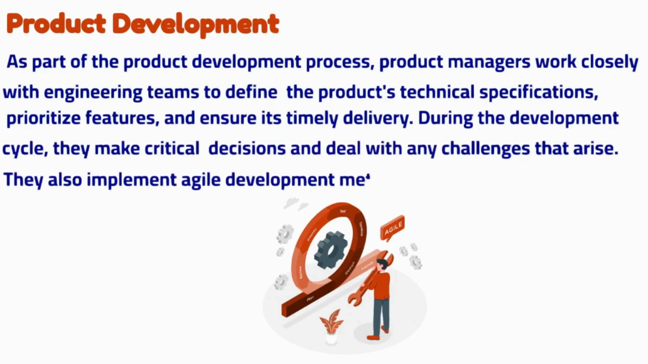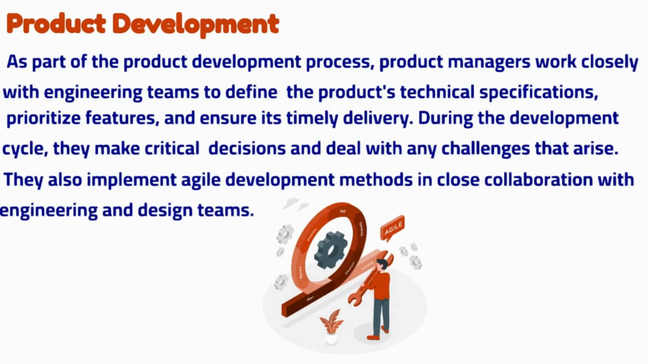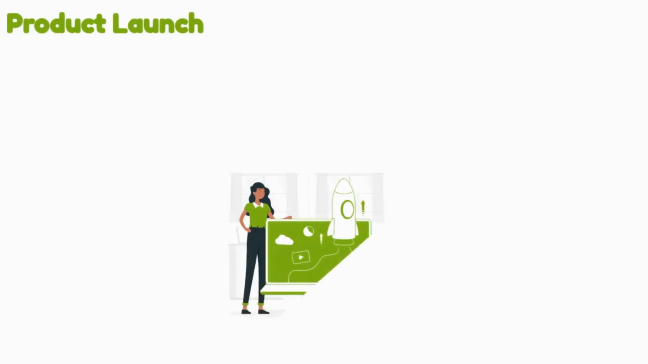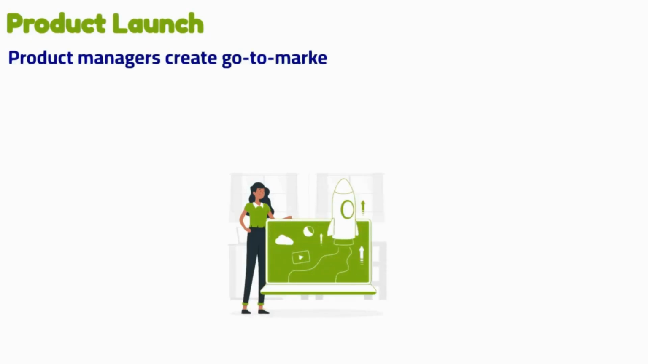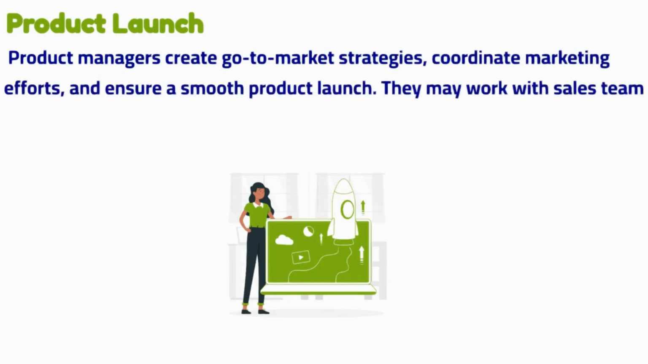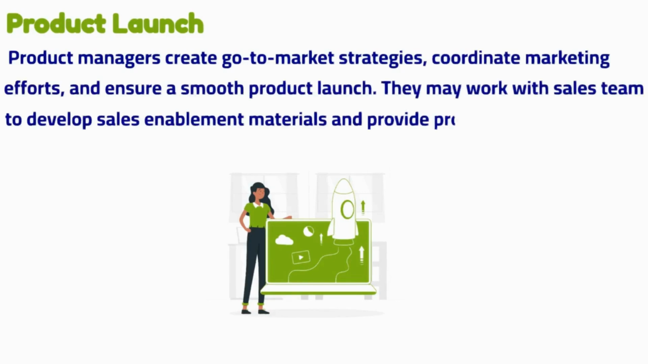During the development cycle, they make critical decisions and deal with any challenges that arise. They also implement agile development methods in close collaboration with engineering and design teams. Product launch. Product managers create go-to-market strategies, coordinate market efforts, and ensure a smooth product launch. They work with sales teams to develop sales and enablement materials and provide product training.